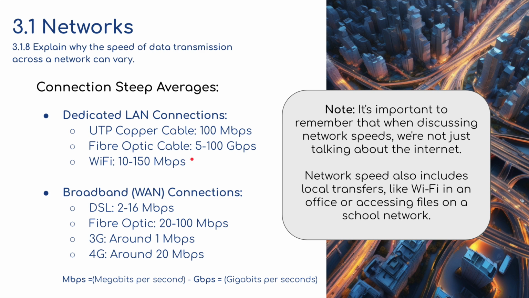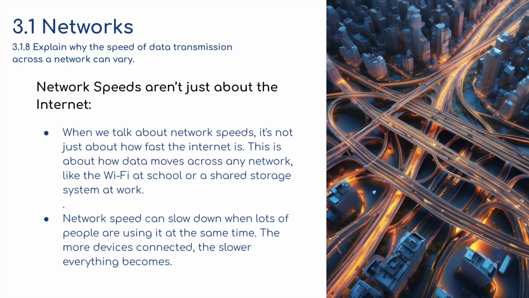But what we need to remember is, when discussing network speeds, we're not just talking about the internet. Network speed also includes local transfers, like Wi-Fi in an office or accessing files on a school network. This is about how data moves and the speed it moves across any network, like the Wi-Fi at school or a shared storage system at work. Network speed can slow down when lots of people are using it at the same time. The more devices connected, the slower everything potentially would become.